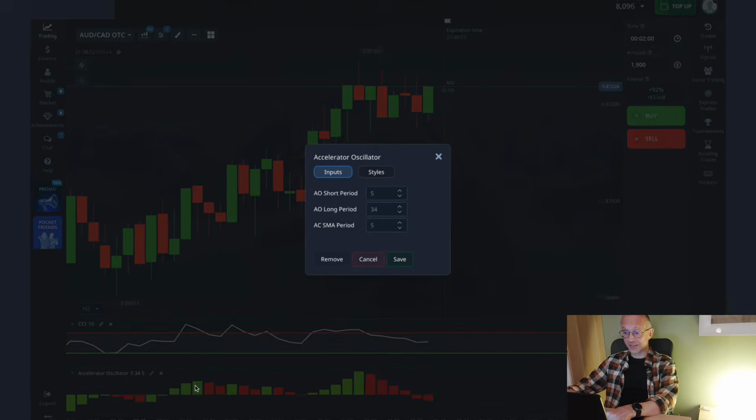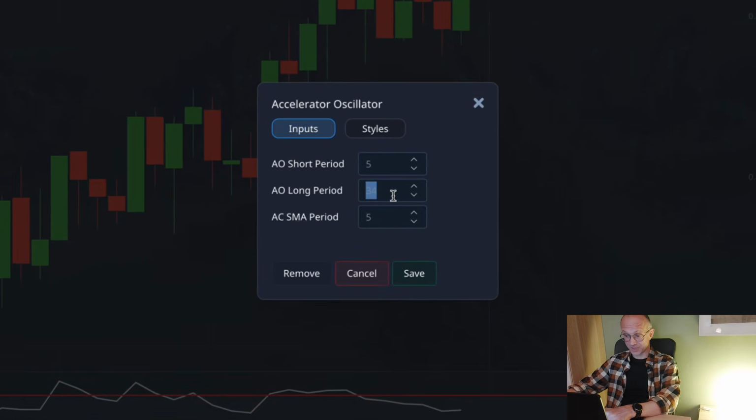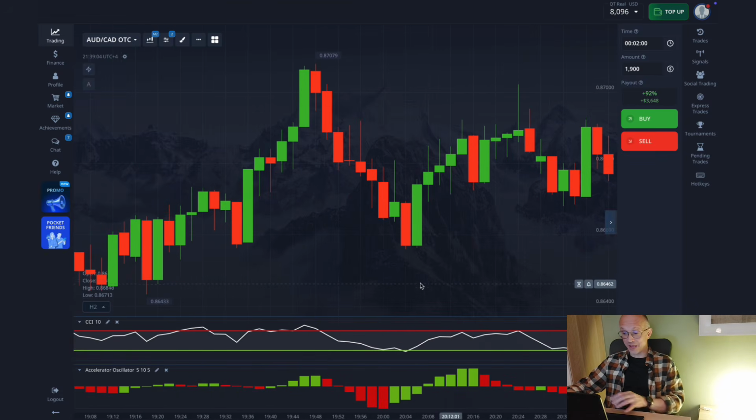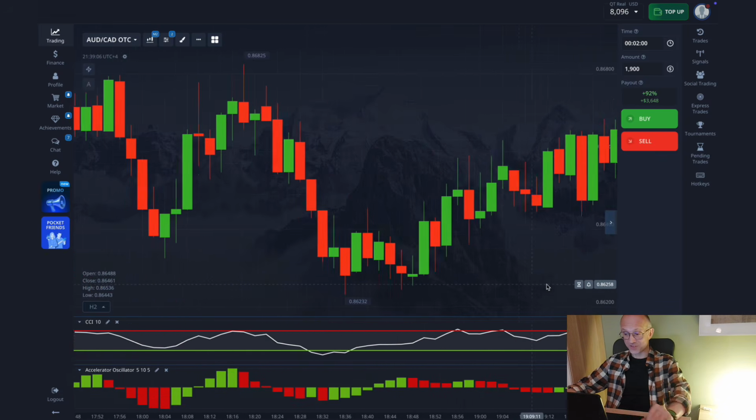Let's configure the Accelerator Oscillator. Let's set the long period to 10 and save. So the indicators are ready to go, and if you are trading on your phone, set it up the same way.